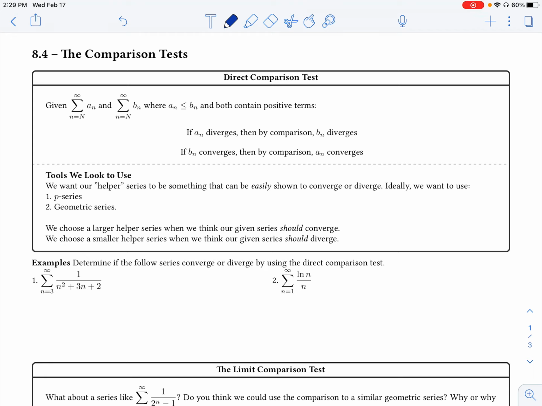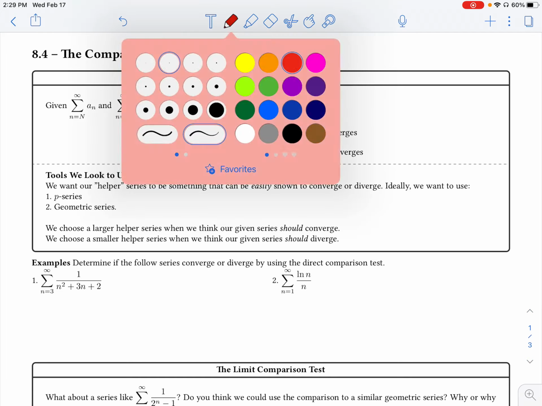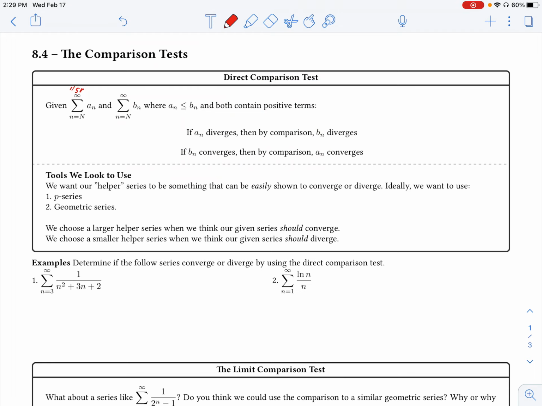If you have two series, one which we'll describe as A sub n and the other as B sub n, and if A sub n is less than or equal to B sub n, meaning we've got a quote unquote smaller series and a larger series, so let me just write that. We've got a smaller series here, and you're going to see me describe this as the larger series here. If they both contain positive terms, then we can state that if A sub n, our smaller series, diverges, then by comparison, B sub n, our larger series, must also diverge.